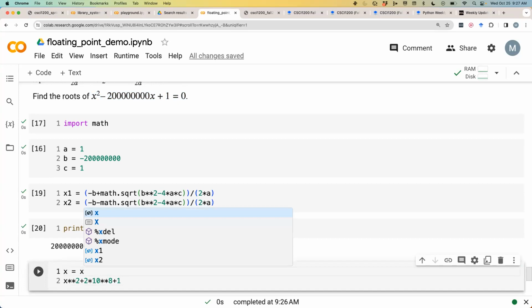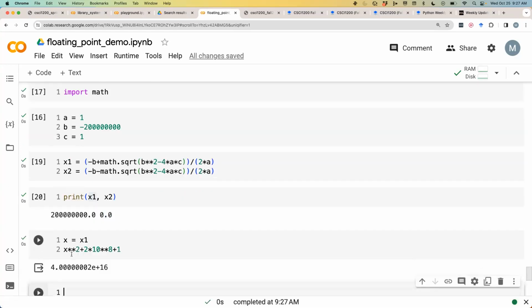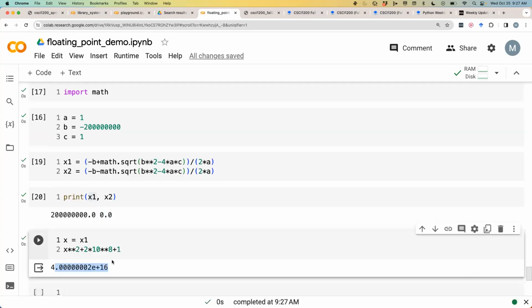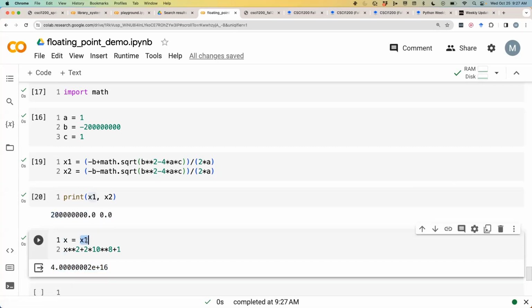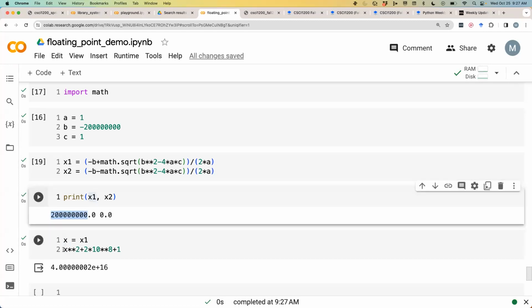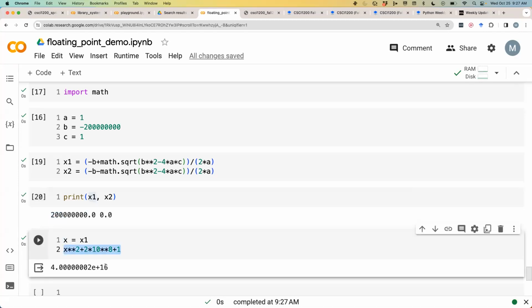Say if I put x equals x1, it didn't give me 0. So when x equals 2 times 10 to the power 8, and I plug the value of 2 times 10 to the power 8 into this equation here, it didn't give me 0. It gives me something that is a very large number. Now let's try the other one.